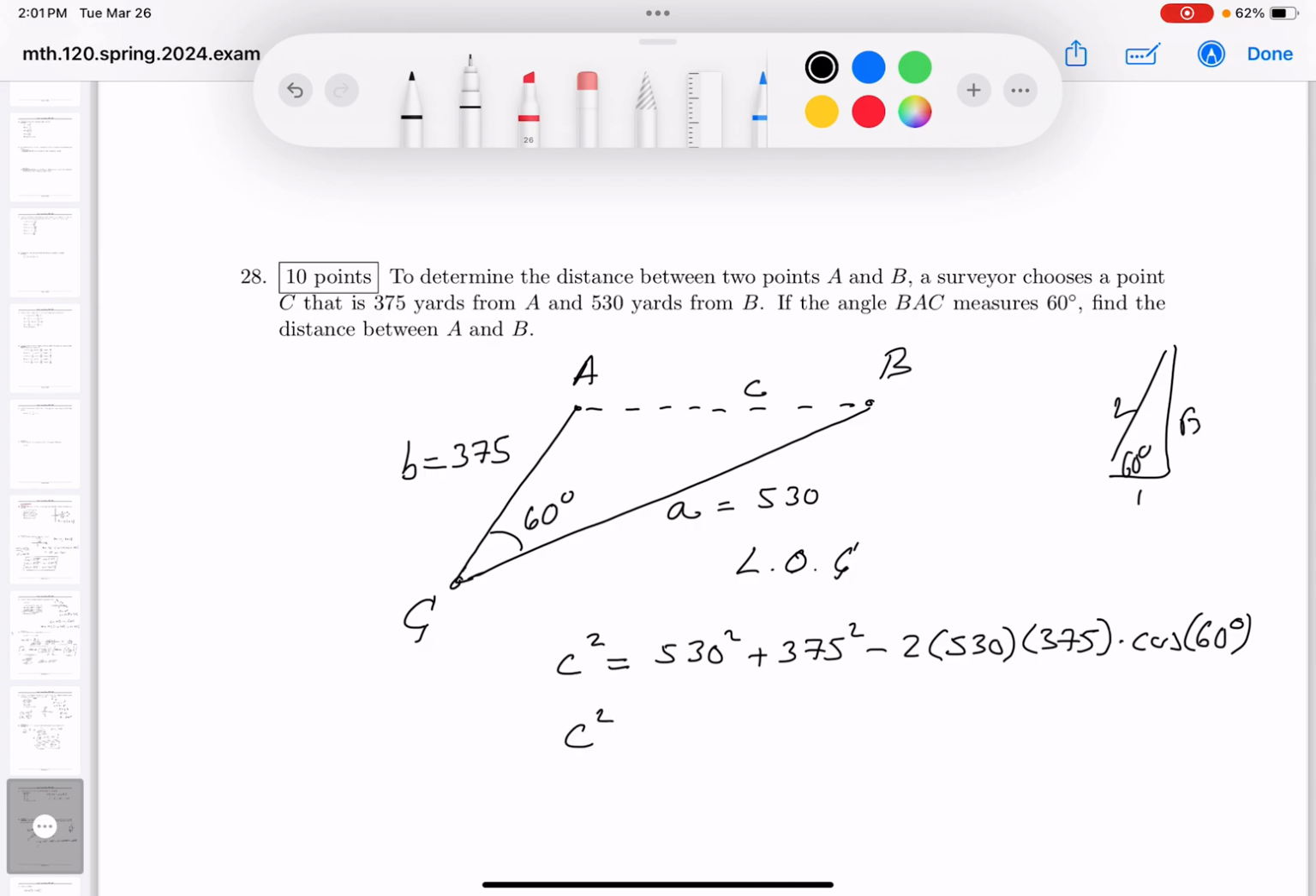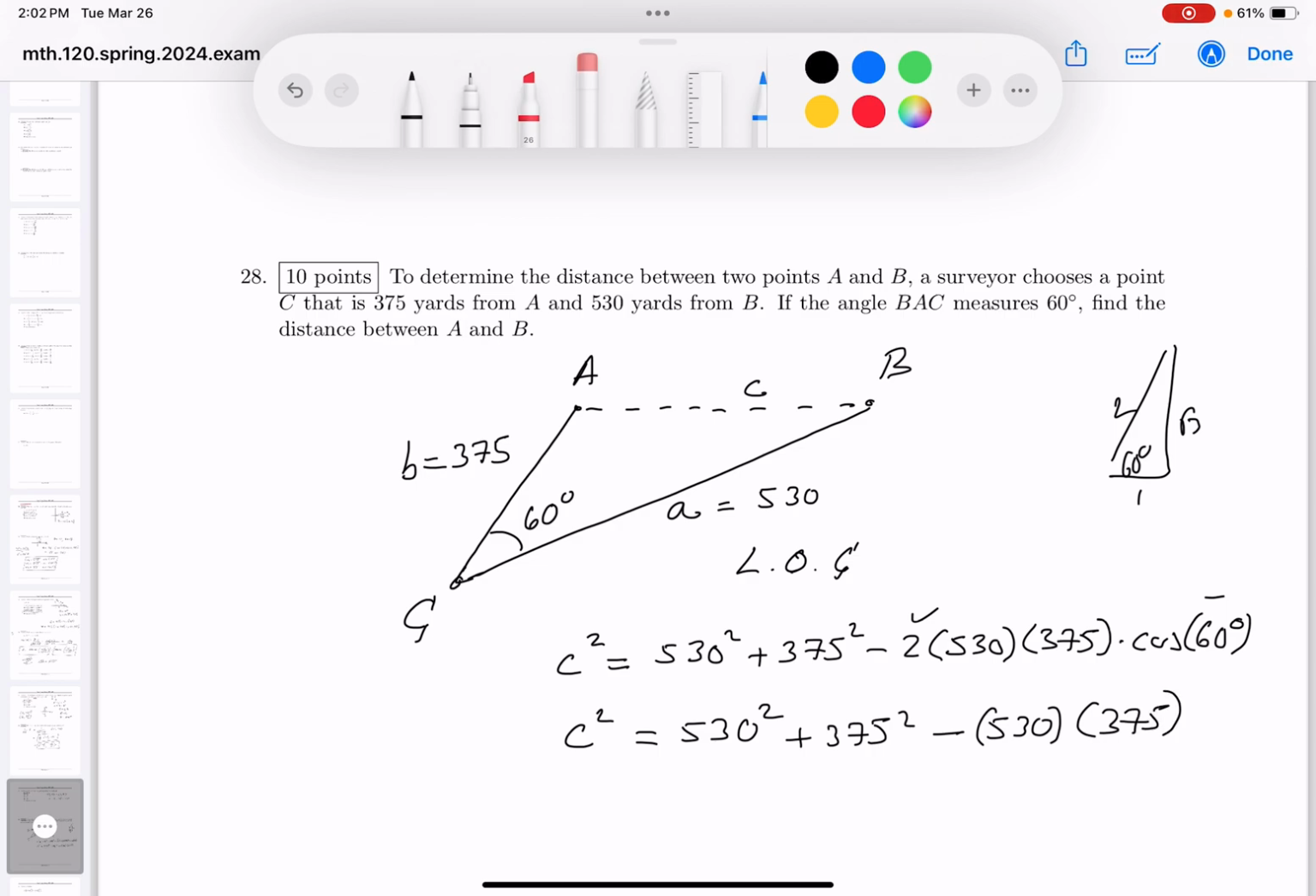So c squared is going to be 530 squared plus 375 squared. Now 2 and a half would just give me 1. So I'm left off with something pretty simple. 530 times 375. Now, I don't want to rewrite it.